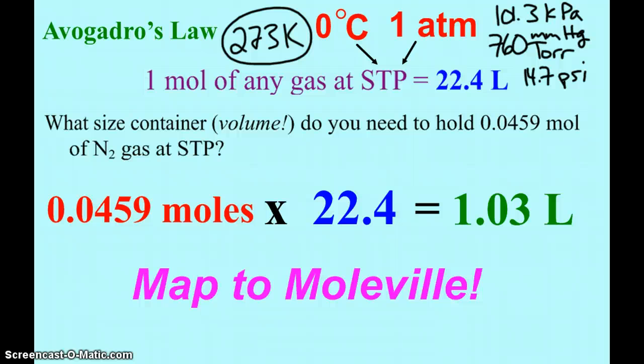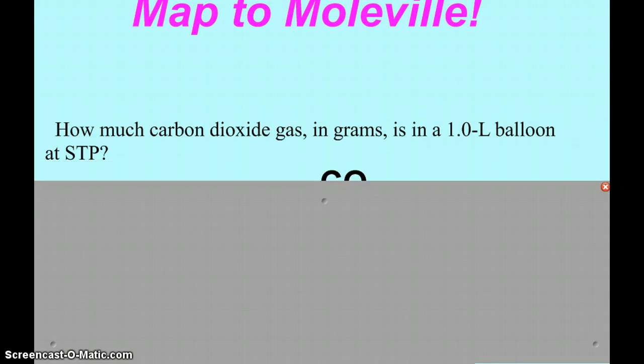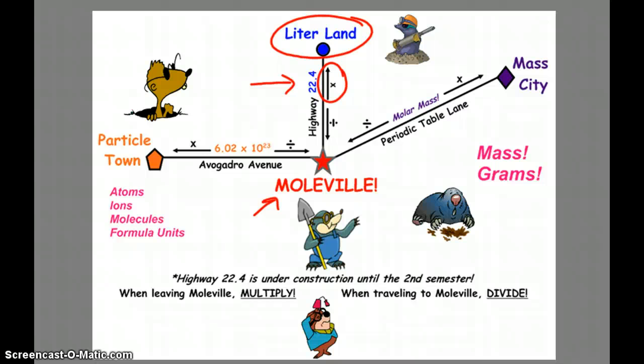Well, what about mass? Okay, how much carbon dioxide gas in grams is in a 1 liter balloon? Carbon dioxide, of course, CO2. And so again, on our map to Moleville, this time we start in liter land. We have 1 liter of gas, so we're going to divide by 22.4. That takes us to Moleville, but then we've got to get to Mass City.